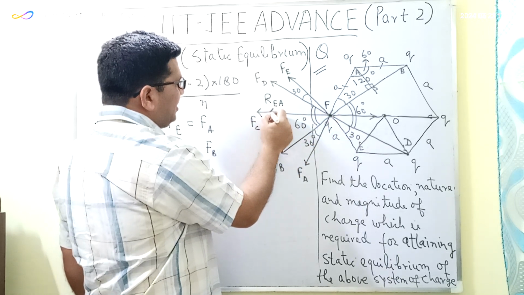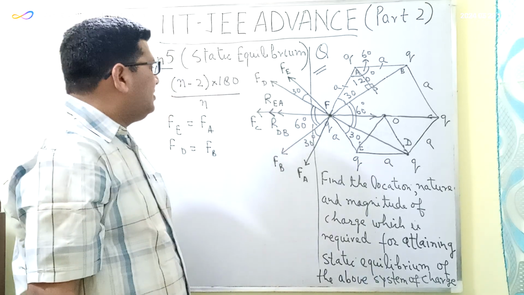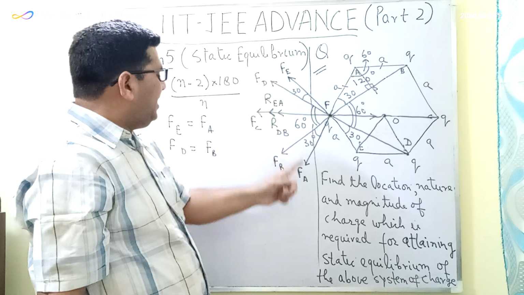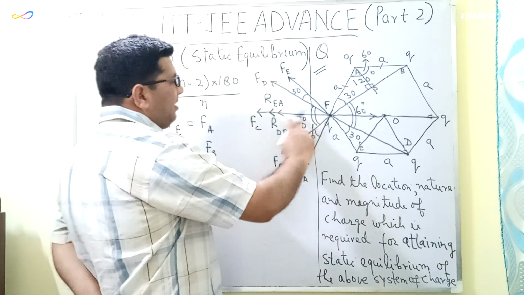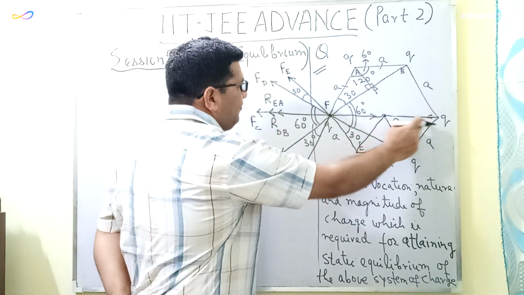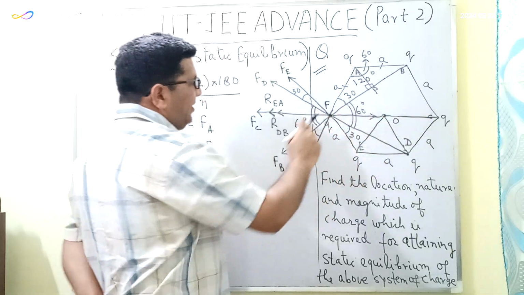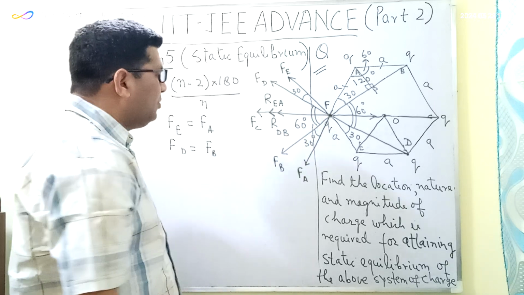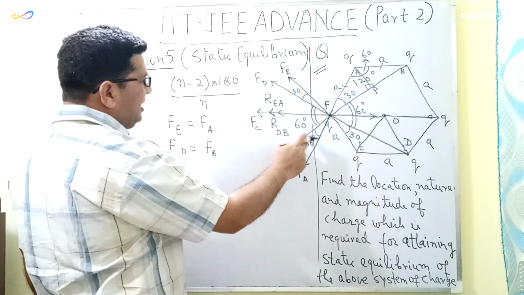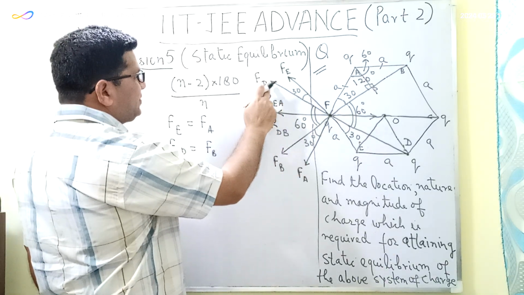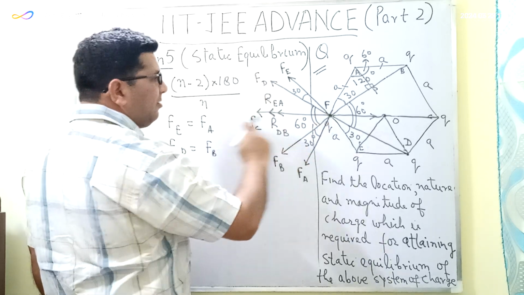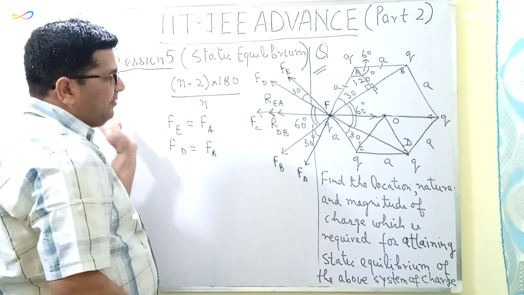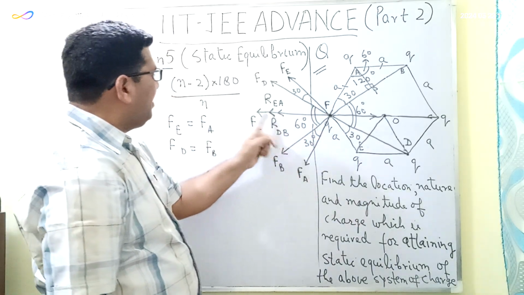So this arrow is basically giving you the direction of the resultant of FE and FA, and it will be along the line joining C and F, and it will be directed on the left hand side of this charge Q, which is placed at F. Similarly, the direction of this FD and FB will also be along the line joining C and F, and it will be directed on the left hand side of this charge Q as indicated by this arrow.